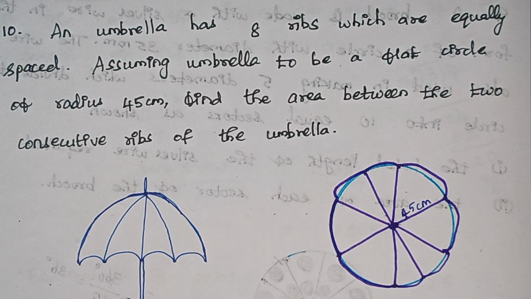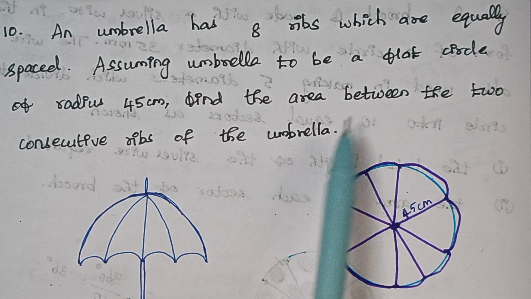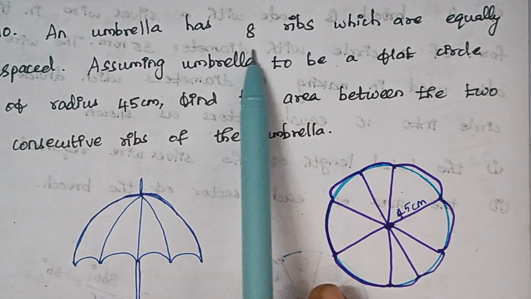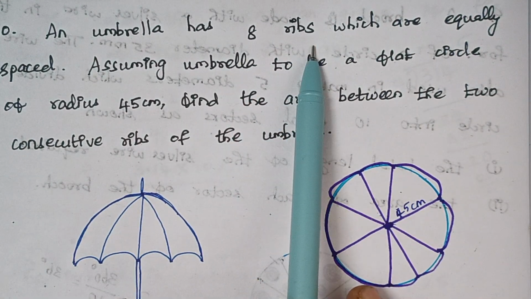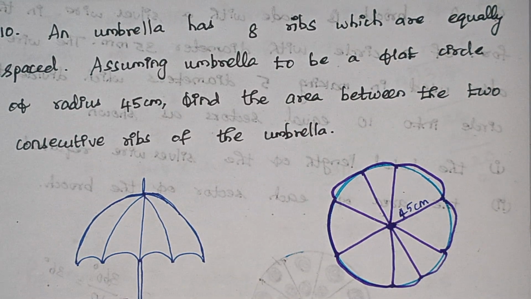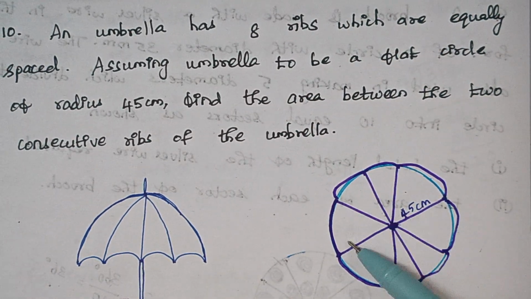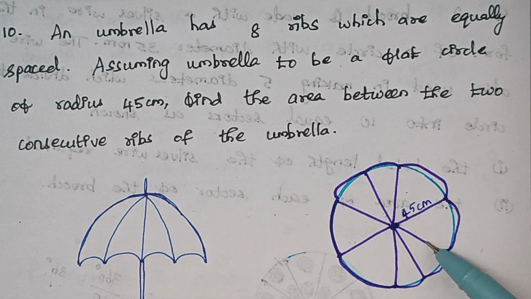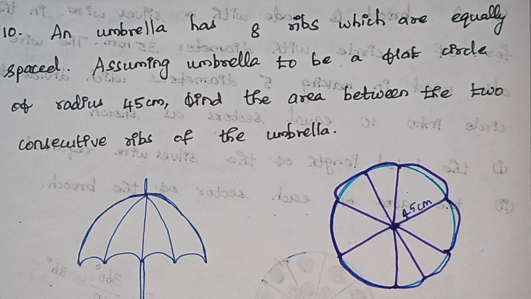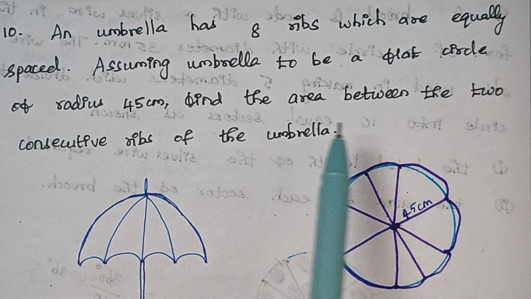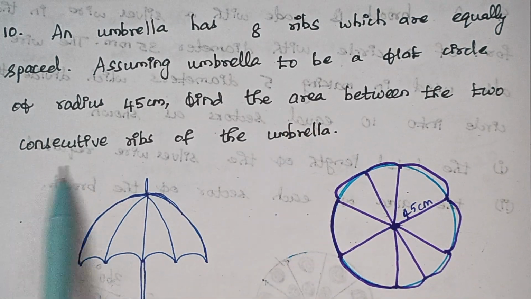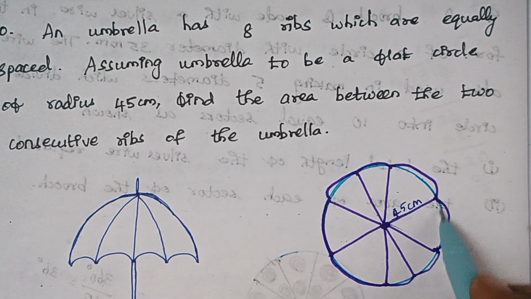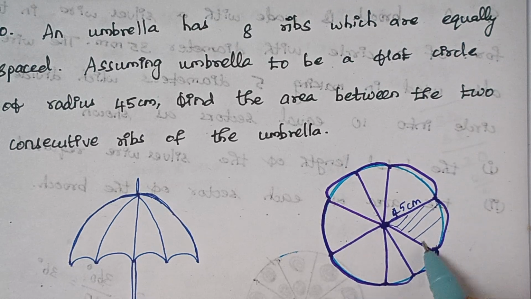Now the next thing is to find the area between the two consecutive ribs. Totally this umbrella has 8 ribs. So what are all the 8 ribs? You see, these are said to be the ribs: 1, 2, 3, 4, 5, 6, 7, 8. So totally 8 ribs, and we have to find the area between the two consecutive ribs. That is, this is one rib and this is another rib. You have to find the area.